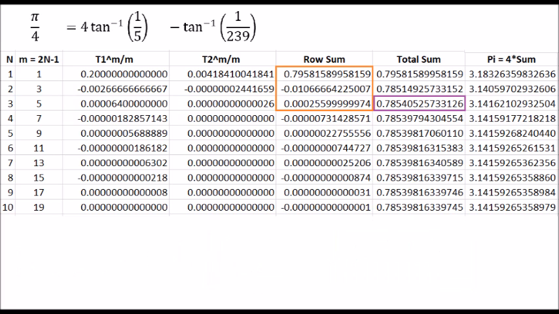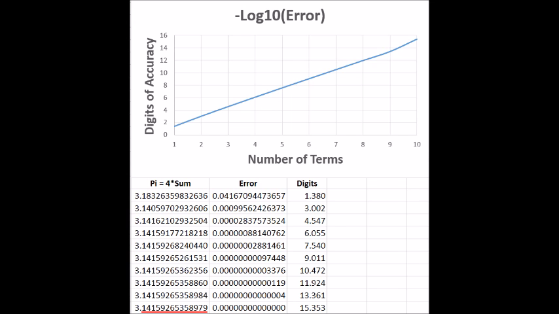If you've stuck with me this far, I'm sure you remember by now the number boxed in purple is the sum of those boxed in orange. The pattern continues for every subsequent row in the table. Lastly, the digits of accuracy are plotted here. 15 digits after 10 terms. This one seems like a winner among the 4 expressions we've seen in this lesson.